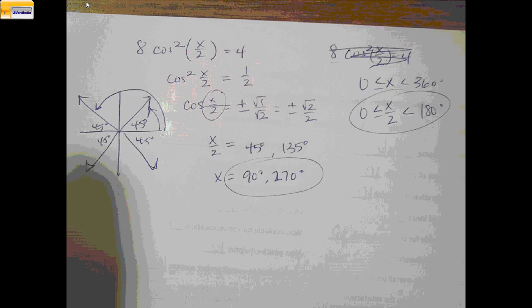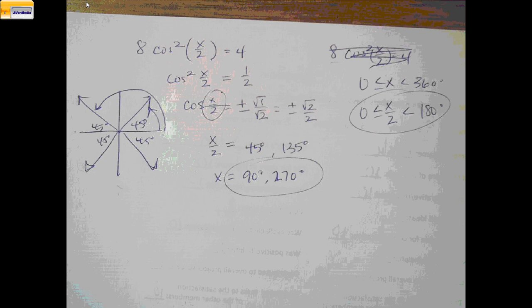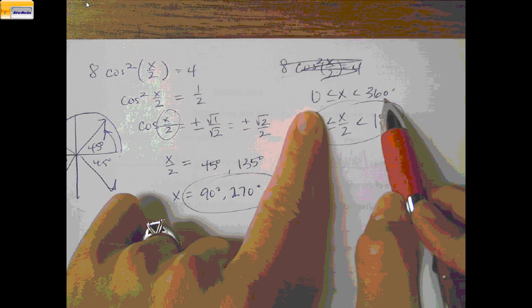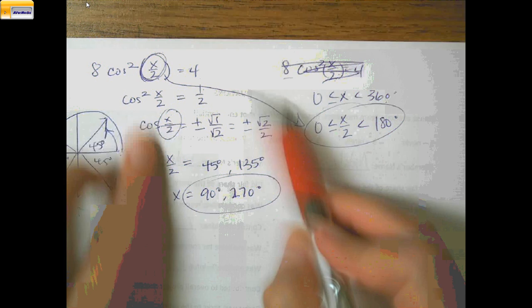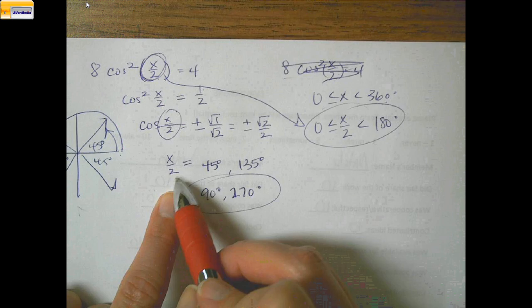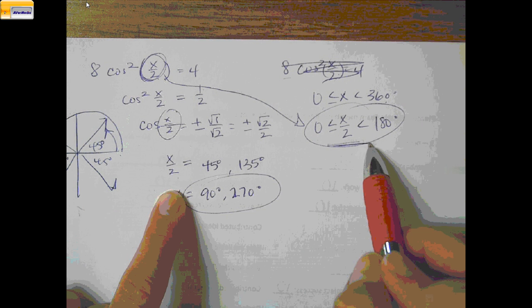So the first thing you're going to do when you get to these double angle, half angle ones, look and see what your interval is. Take your angle and refix your interval. Go ahead and solve as best you can for the angle within the interval, and then solve for x at the very, very end, the last step.